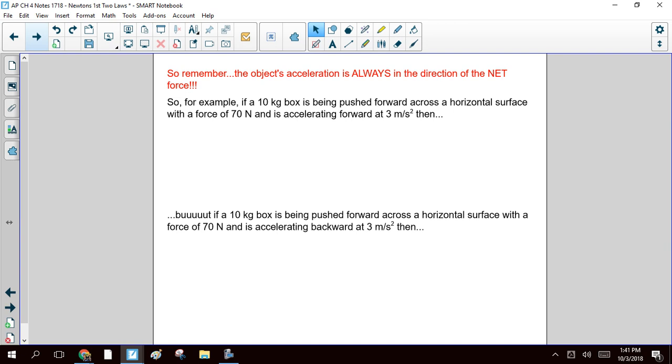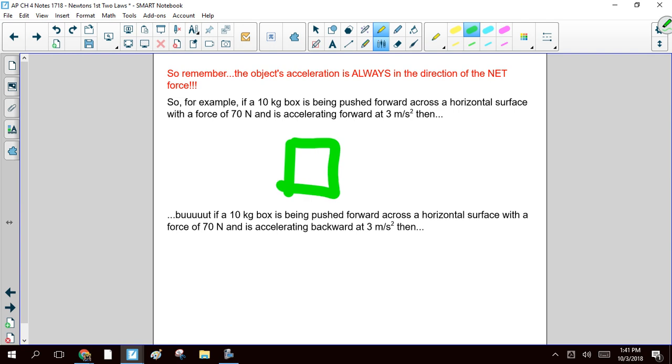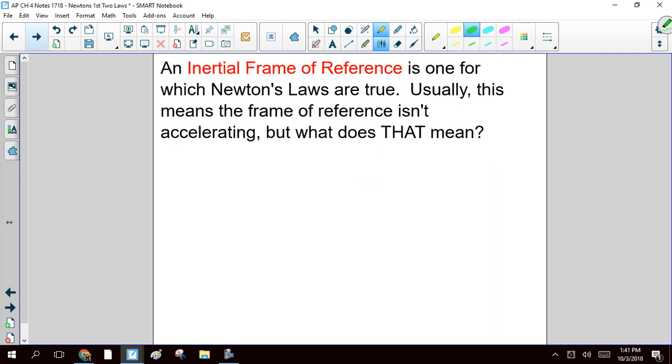Oh, remember that the acceleration is always in the same direction as the net force, right? If you've got a box and your net force is this way, then your acceleration will also be that way, always. Okay? So watch your signs there. I don't know if we need to worry about inertial frames of reference. I think I'm going to skip that.